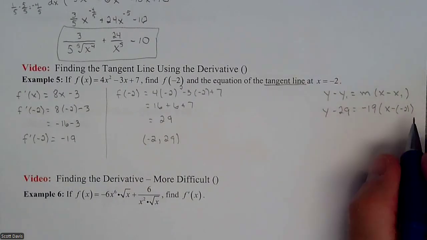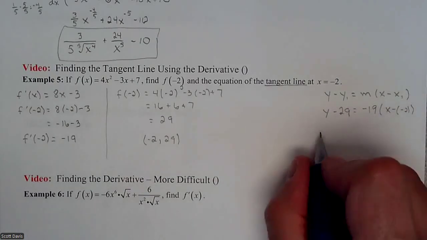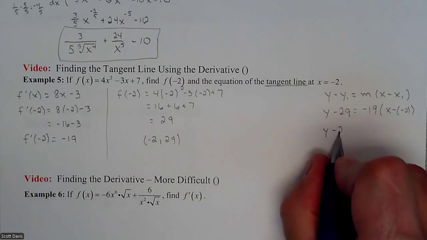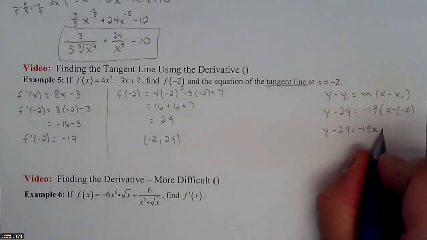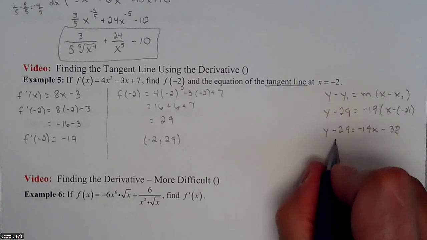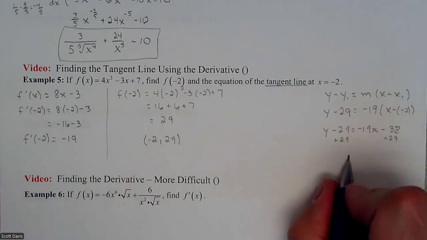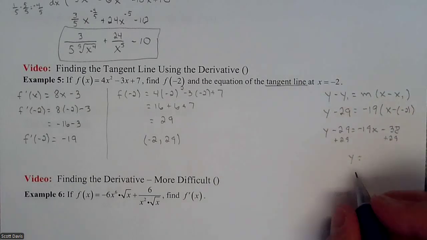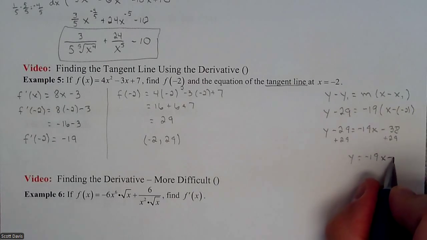So we'll distribute, kind of finish the rest of this process. That's going to be a +2. That's going to be multiplied by a -19. So you're going to get a y minus 29 equals -19x minus 38. And then we can add 29, y equals -19x minus 9.